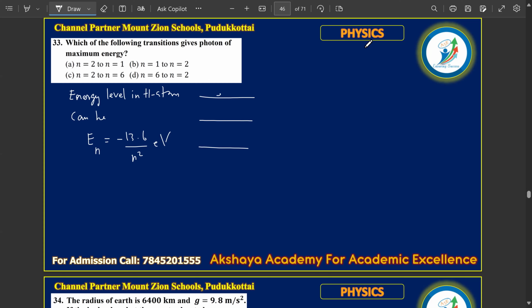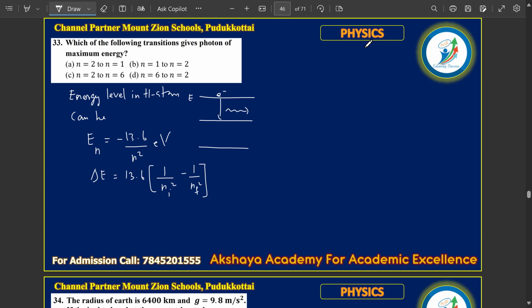So if an electron is transiting from higher to lower, there will be emission of a photon with certain energy. But from lower to higher, there is no possibility of emission of a photon. So obviously options B and C get cancelled. Now, if it is changing from one energy level to another, we can write the change in energy between these two levels as 13.6 into a general formula, 1 by N initial square minus 1 by N final square.